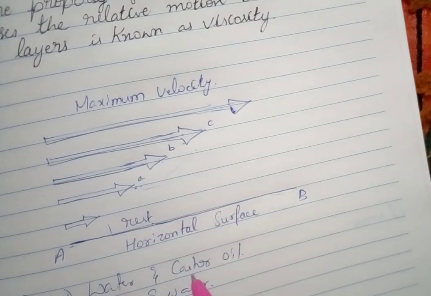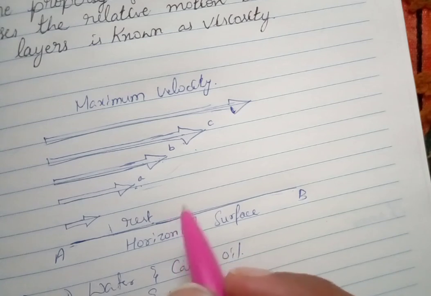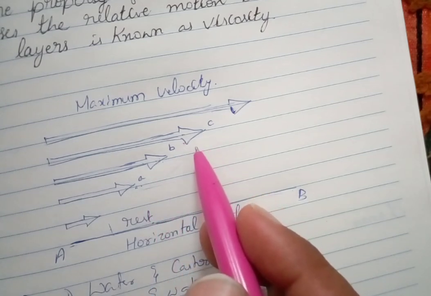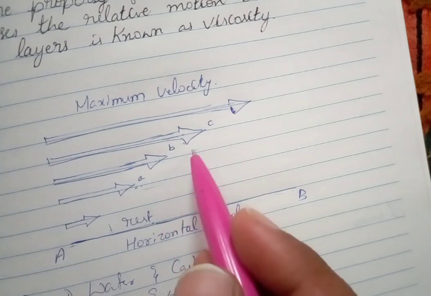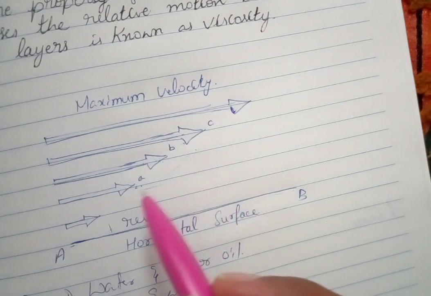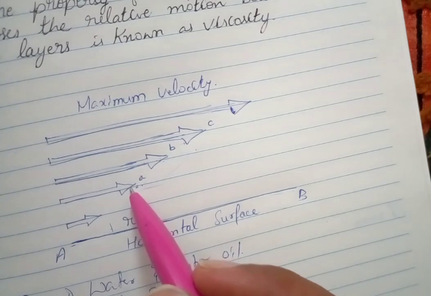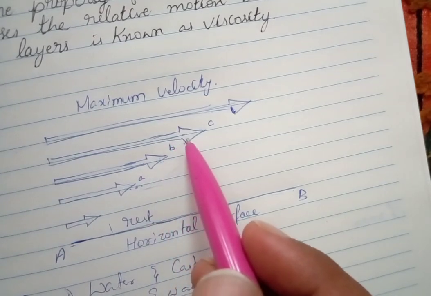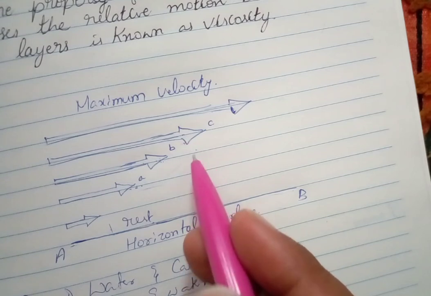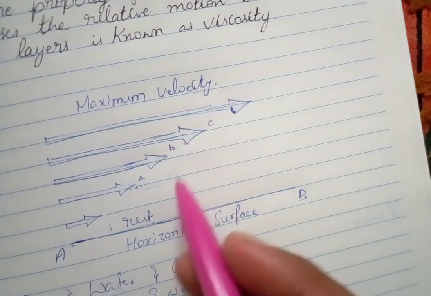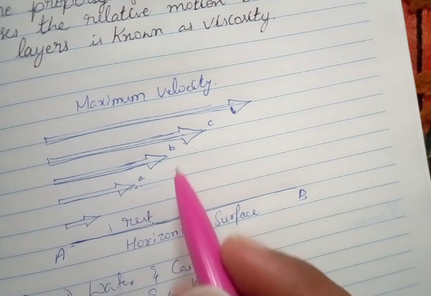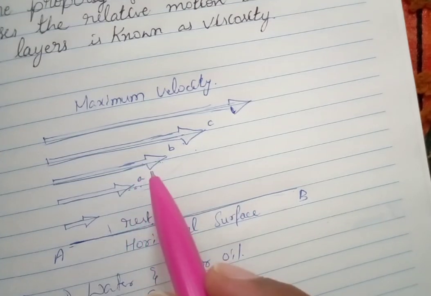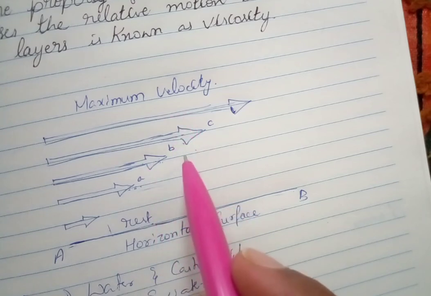So, in this figure, let us consider three parallel layers A, B, and C. The velocities are in the increasing order. Thus, layer A tends to slow down layer B, while B tends to slow down C. Therefore, each layer has a tendency to decrease the velocity of the layer above it. Similarly, each layer tends to decrease the velocity of the layer below it.